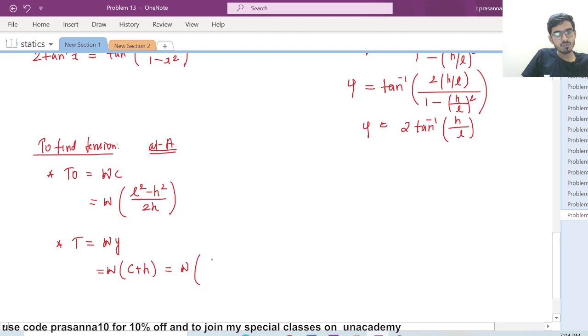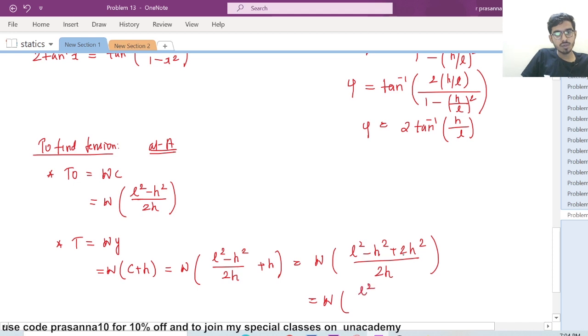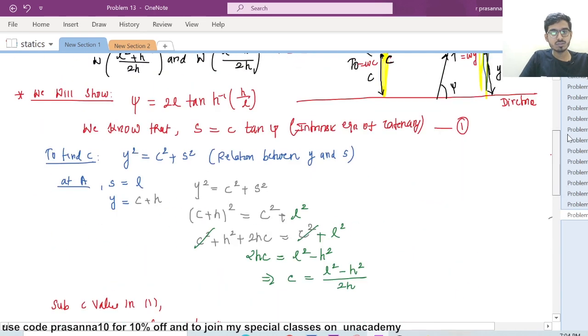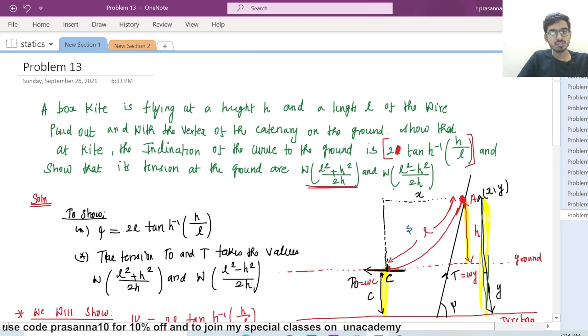So this is same as W times, what is C? C is (L square minus H square) by 2H plus H. So this is equal to W times (L square minus H square plus 2H square) divided by 2H. So this is what? W times (L square plus H square) by 2H. This is what we need to show, right? So one tension is W times (L square minus H square) by 2H. The other tension is W times (L square plus H square) by 2H, right? This is what we need to show.